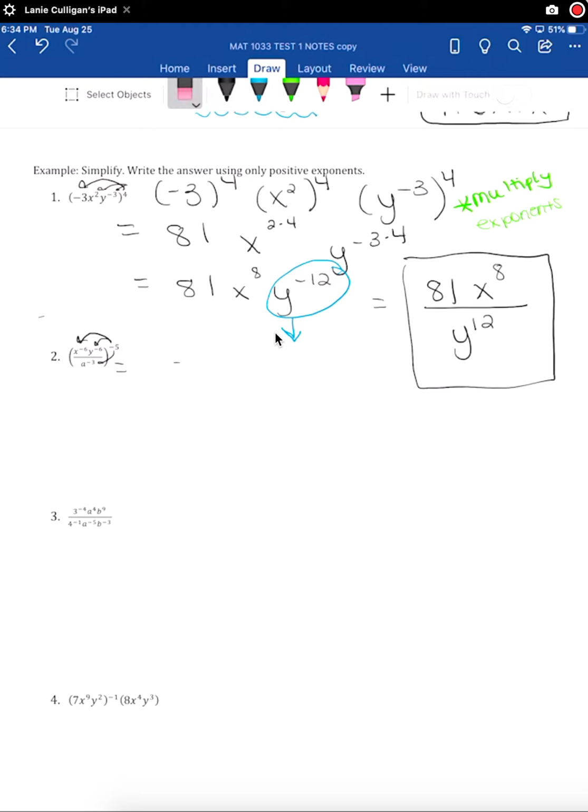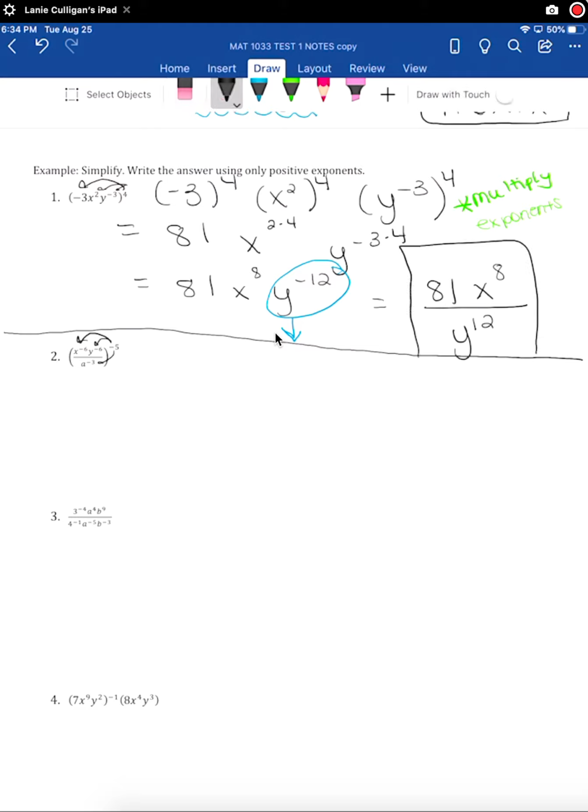Let me rewrite this. X to the negative 6th to the negative 5th power, y to the negative 6th to the negative 5th power. That's exactly what I didn't want to happen. Let's do this. Okay, so x to the negative 6th to the negative 5th power, y to the negative 6th to the negative 5th power, all over a to the negative third to the negative fifth power.